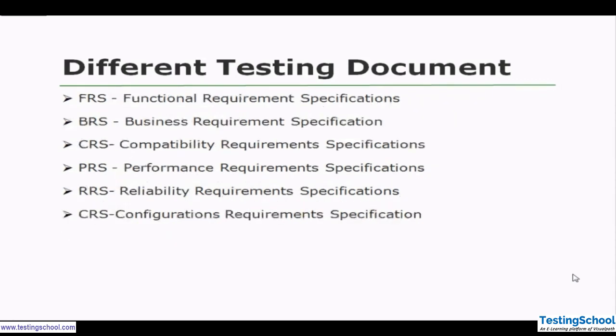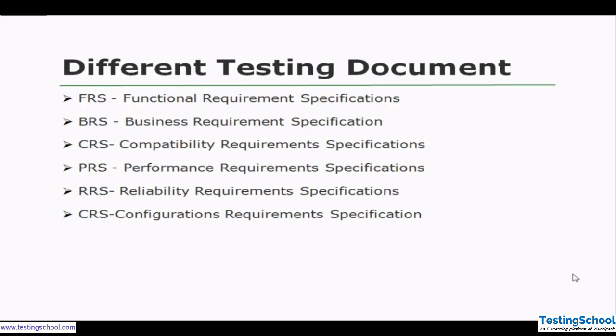Then we have the FRS document, that is functional requirement specification. Then we have the compatibility requirement specification, performance requirement, reliability requirement document, and at the last we have the configuration requirement document. So these are some major documents which are available in the testing environment.